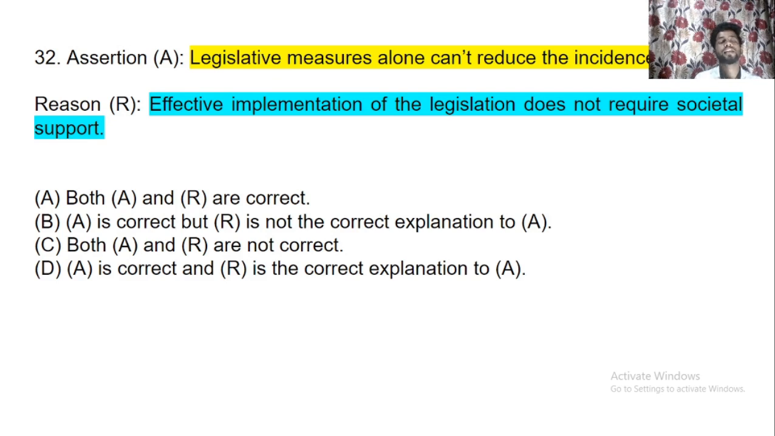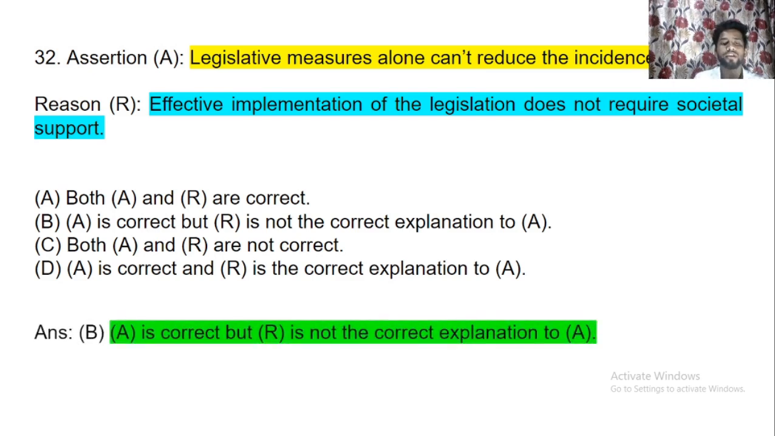Now, legislative measures alone cannot reduce the incidence of crime. Yes, without people's participation it will never be possible to reduce the incidence of crime. Effective implementation of legislation does not require society's support. No, never true. Whatever the legislation may be, if you do not follow it, then it will not be possible to control any crime. So A is correct and R is not the correct explanation of A.